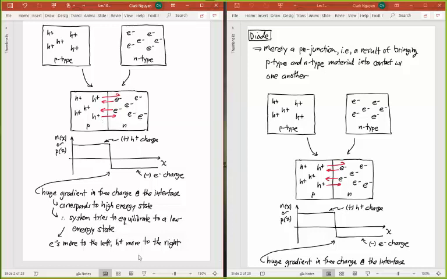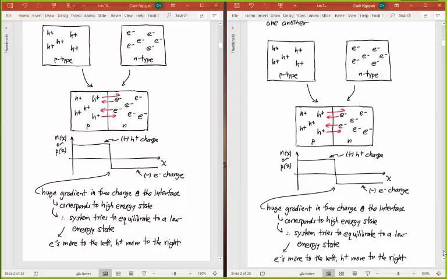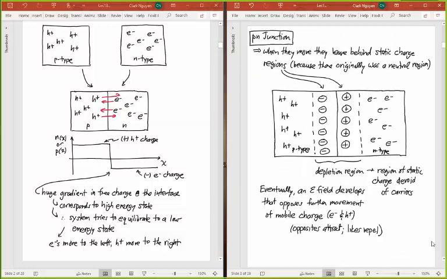Electrons move left, holes move to the right. They cancel each other to some extent. And as they cancel each other, you end up getting what really is responsible for a lot of diode action, which is this p-n junction, or again, that's the p and n type put together, but this is the junction now between the two types of materials.